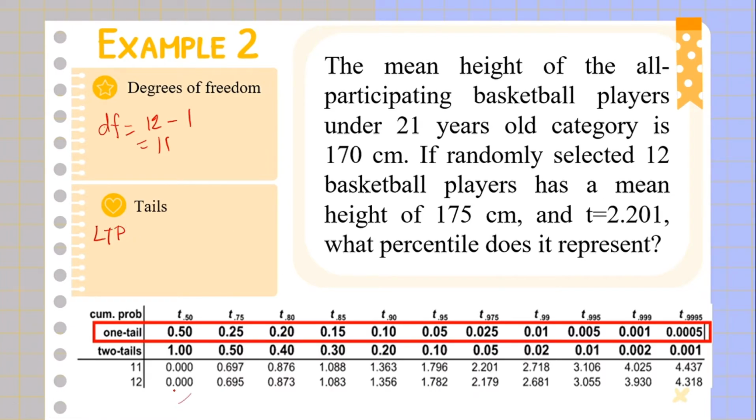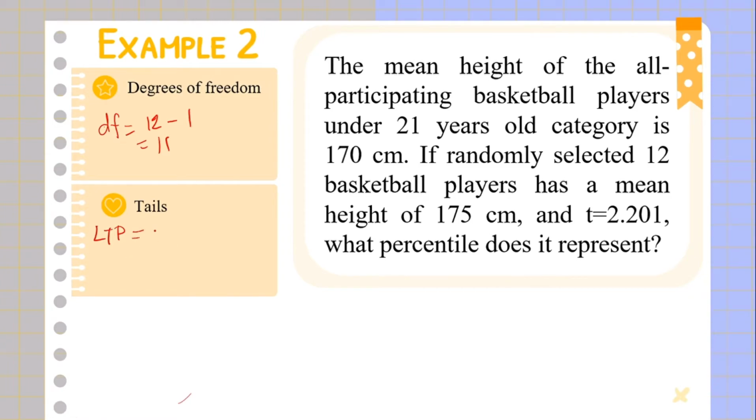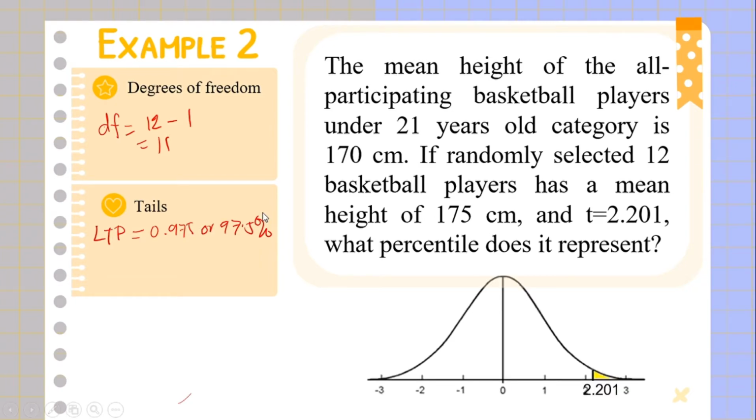Nandito yung ating degrees of freedom na 11. And then dito sa row ng degrees of freedom na 11, hanapin natin yung 2.201 and then dito siya. Then doon sa cumulative probability is 0.975, which corresponds to 97.5%. Nandito ang ating t-value na 2.201 and that is the 97.5th percentile.